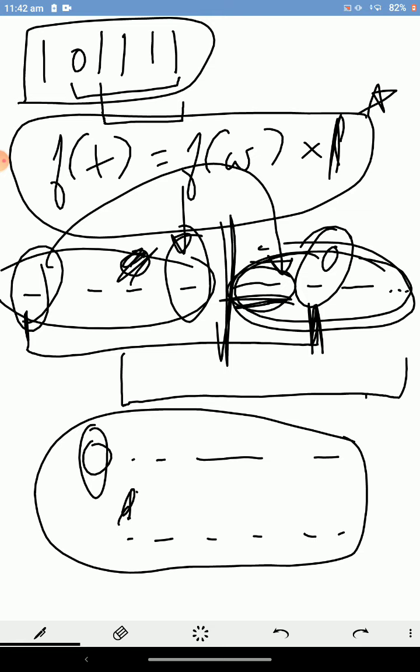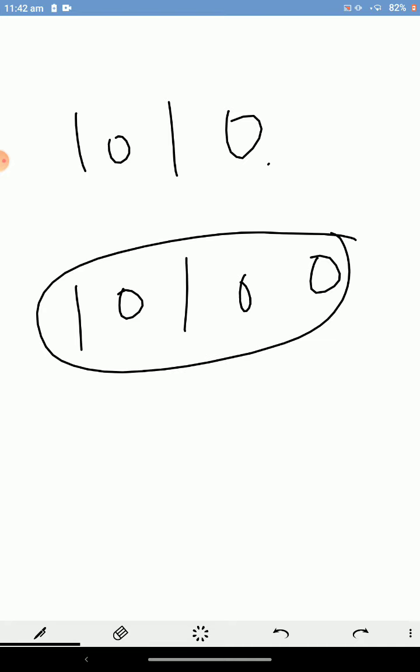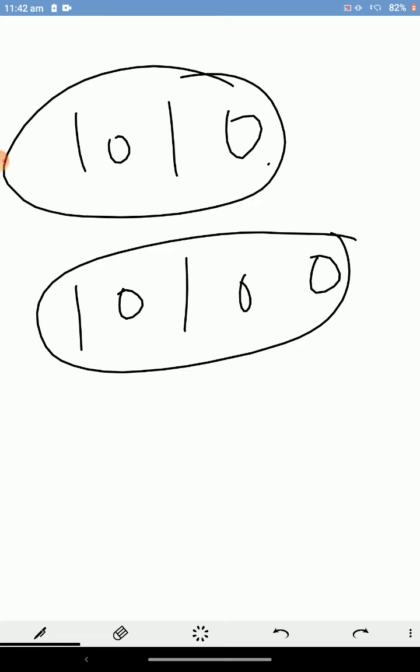In that case we can observe that f of t will be equal to f of w into 2. Why so? Consider an example: we have 1010 and 10100. This string is 1 bit shifted to the left as compared to the other string. Whenever we shift a binary string by 1 bit to the left, the equivalent number gets multiplied by 2. So that was the whole idea.